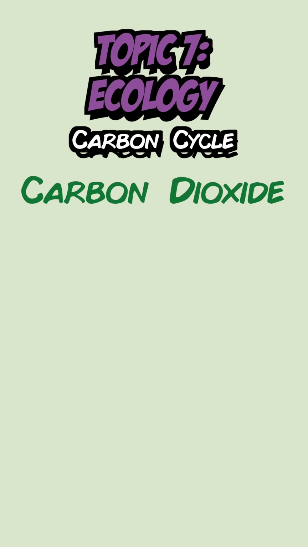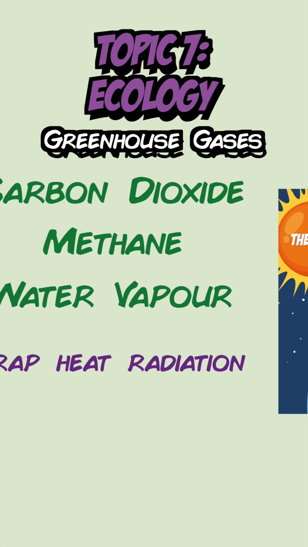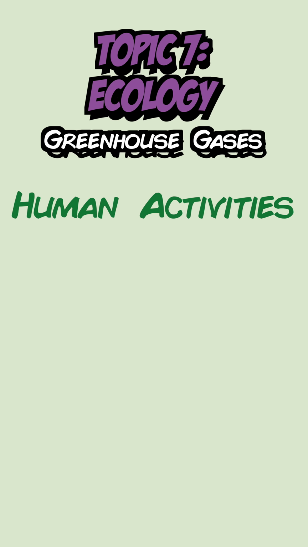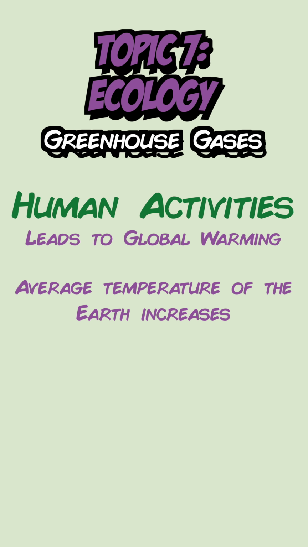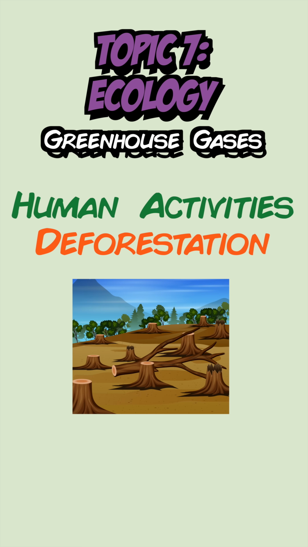Carbon dioxide is known as a greenhouse gas, as well as methane and water vapor. These gases trap heat radiation from the sun onto the earth. This acts as an insulating layer and causes the earth to be warm. However, due to human activities, this effect has increased. This has led to global warming, where the average temperature of the earth increases and leads to rising sea levels, flooding, and shifting ecosystems.